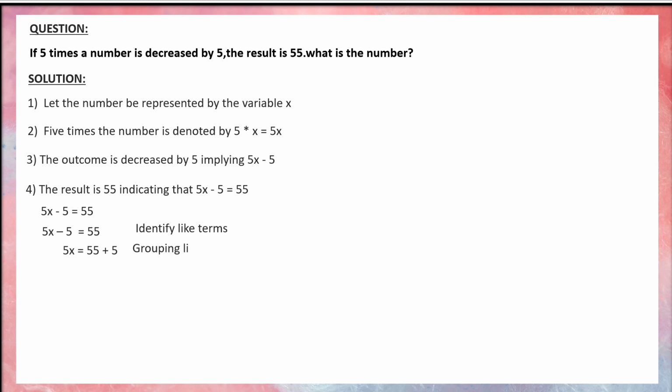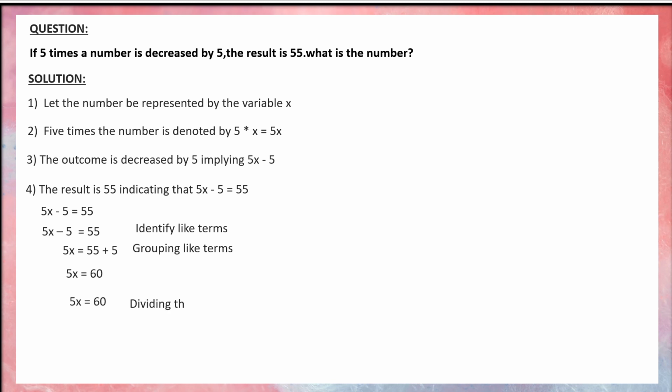So that's what we've done by grouping. We left the 5x on the left hand side and we took the 5 on the left hand side to the right hand side, and the sign changes from negative to positive. So if we simplify this further, we have 5x is equal to 60, because 55 plus 5 is 60.